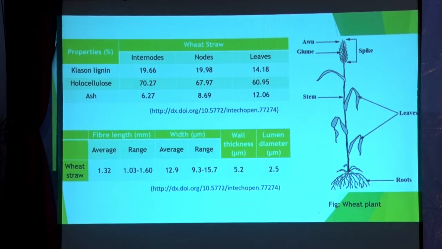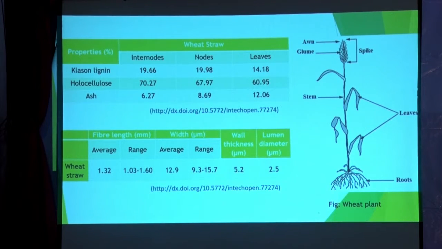Coming on to the fiber morphology of wheat straw, the average fiber length of the wheat straw is generally in the range of 1.03 to 1.60 millimeter. The average width of the wheat straw fiber is 9.3 to 15.7 micrometer. The approximate wall thickness of wheat straw fiber is 5.2 micrometer, and the approximate lumen diameter is 2.5 micrometer. This is a typical figure of a wheat plant.